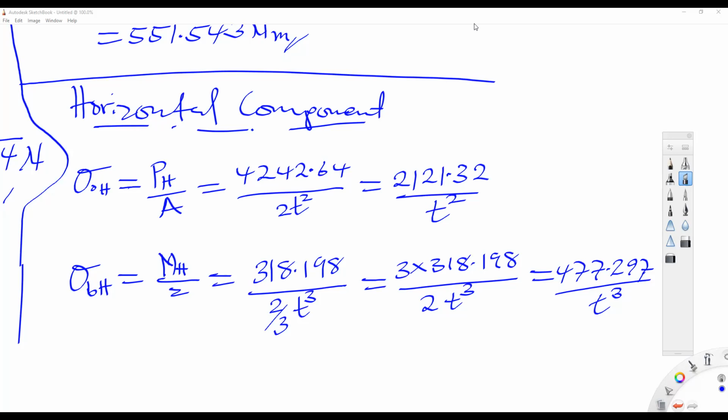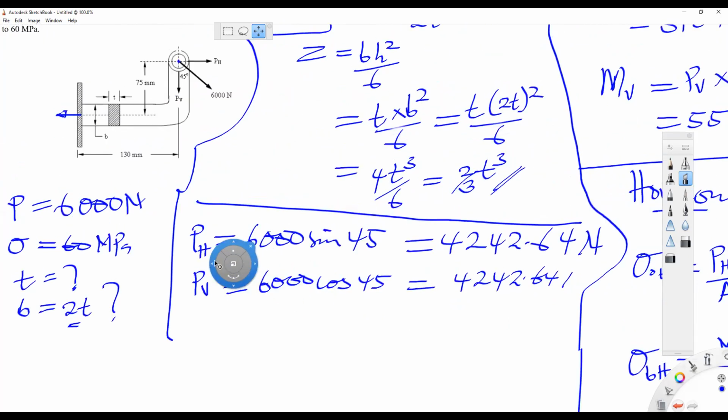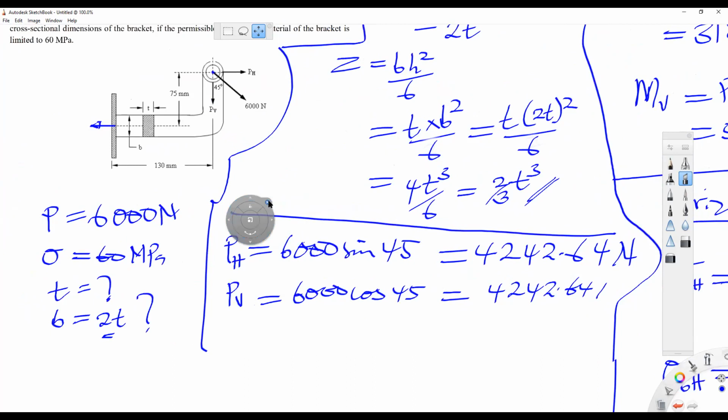All right, let's go on. So now let's look at the other one, the vertical component. And these stresses we have determined here, if you look at the diagram, will be tensile stresses about the top section. This horizontal component of the force will try to bend it about that section over there.